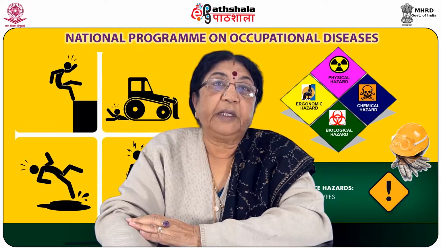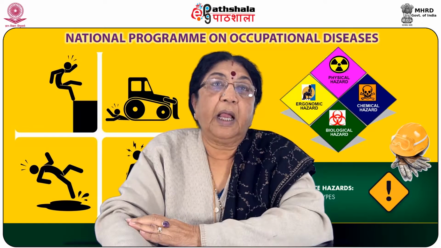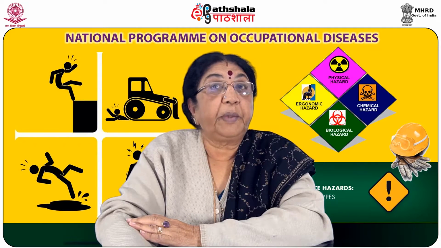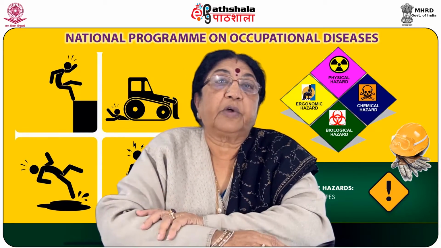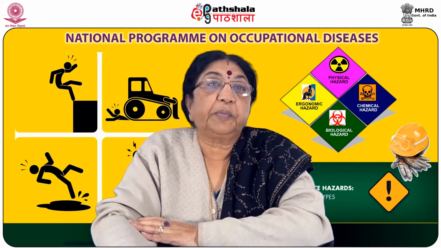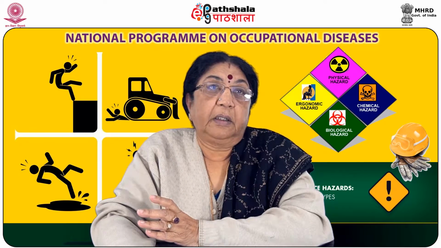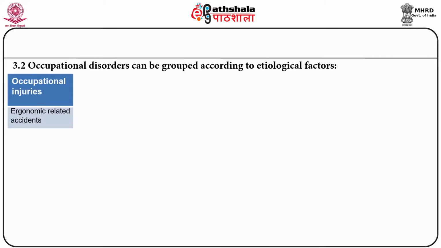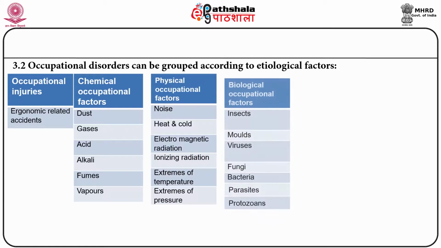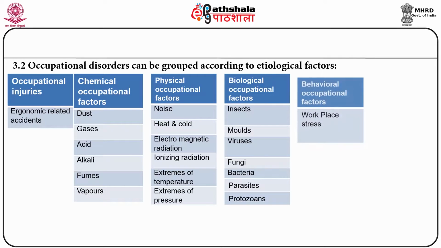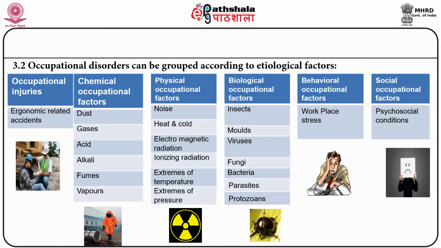Now, we have a very nice chart which shows that occupational disorders could also be grouped by etiological factors, and I would like to comment on this. Occupational injuries: ergonomic related injuries, meaning physical injuries while working. This could happen anywhere, in wood cutting or on the road. People making roads, digging, could injure themselves. So, these will all fall into these categories.